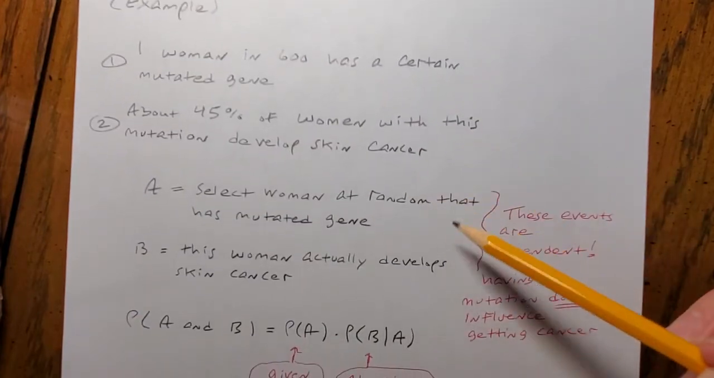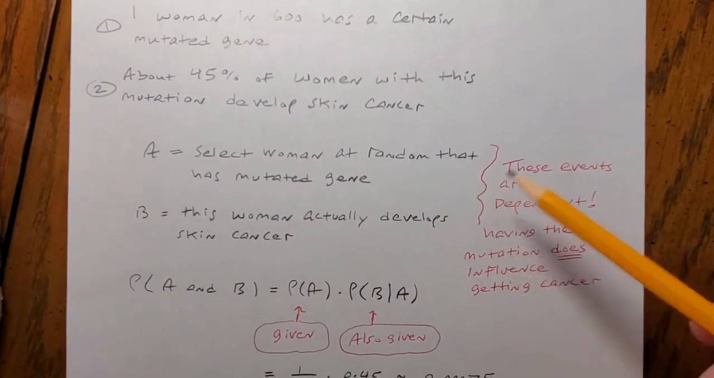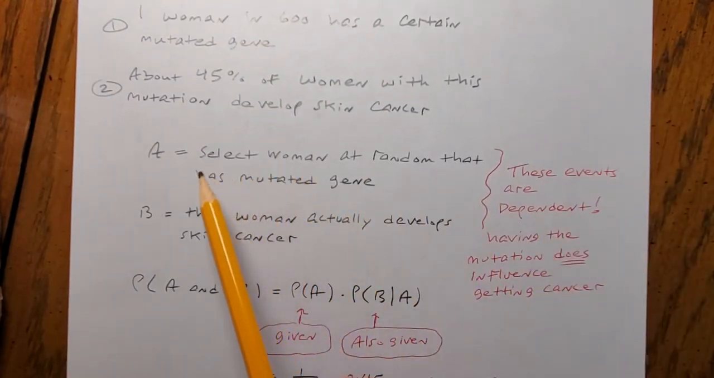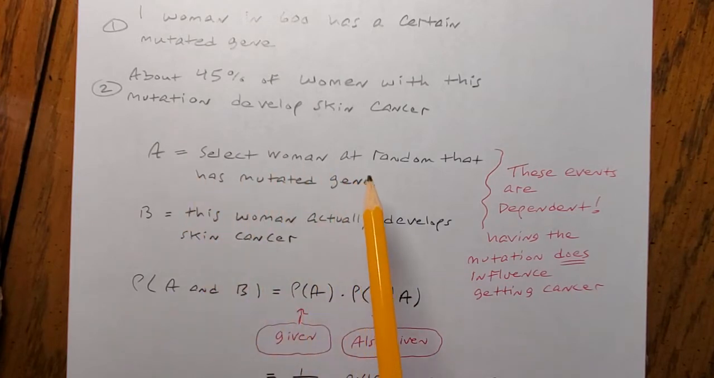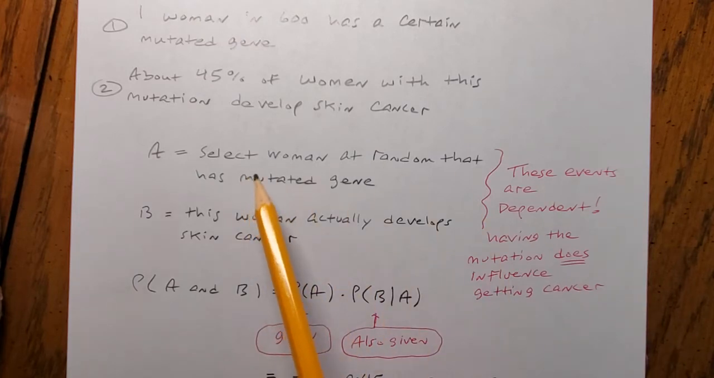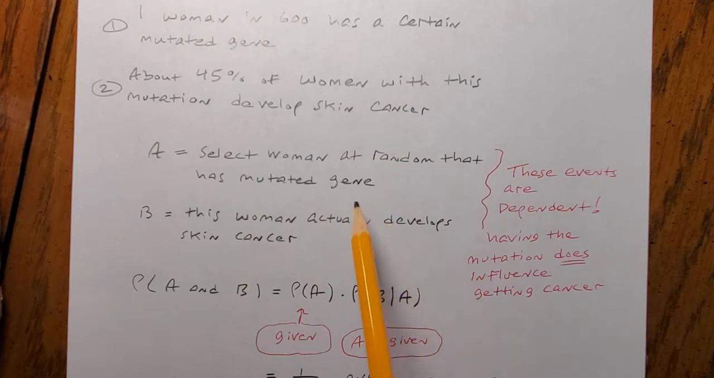Okay, so here are our events this time. Suppose we want to select a woman at random, and that woman happens to have the mutated gene. Okay, so we selected her. There's all these women, we pick one at random from the sample that happens to have that mutated gene that was mentioned up there.